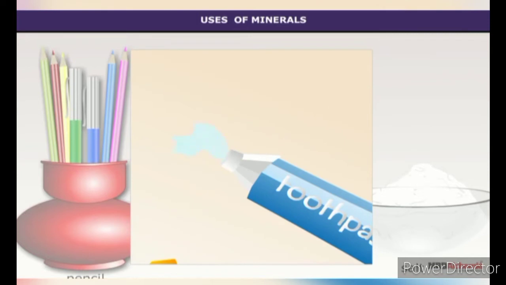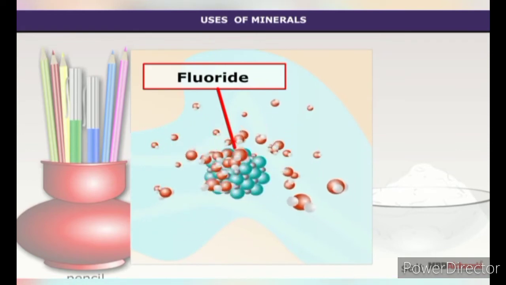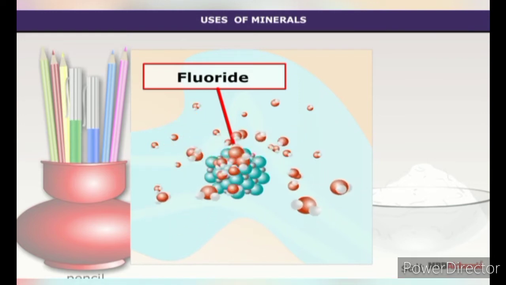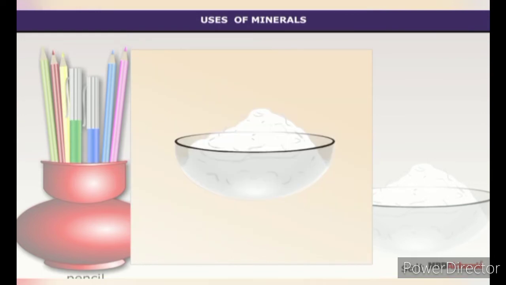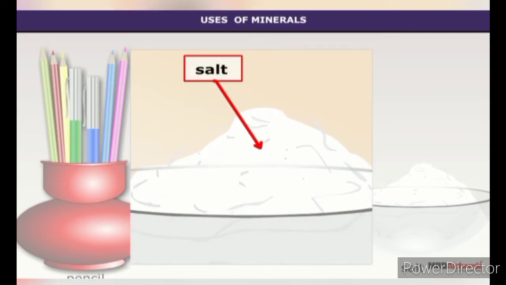Toothpaste. The toothpaste we use to clean our teeth contains a mineral called fluoride. Many other minerals are also used, like mica, which adds sparkle to the teeth. Salt is a mineral obtained through evaporation of seawater.